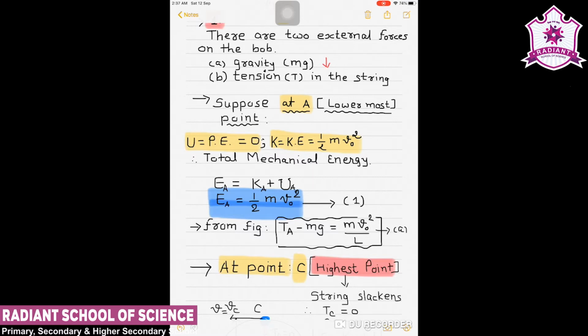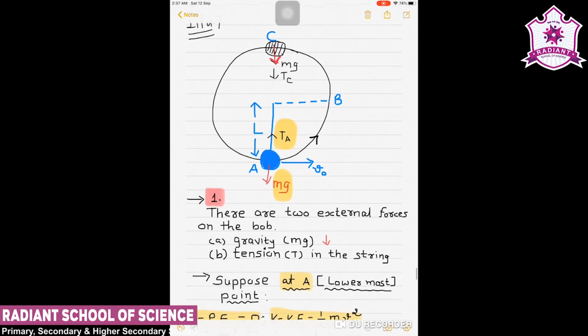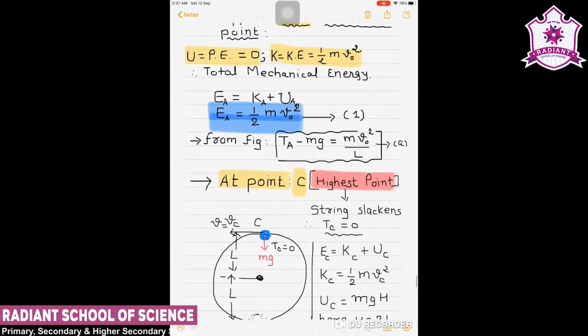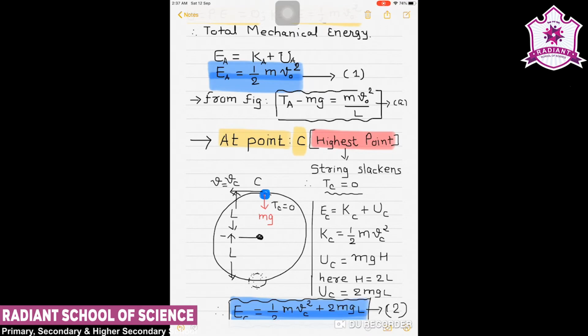Now we will move towards point C, that is the highest point or the topmost point. Here it is clear, as given in the information, that the tension force becomes 0 at point C and the bob slacks down. So at point C, what will the information be? It is given that as the string slackens, TC, that is the tension force at point C, becomes 0. Now again we will see the figure.